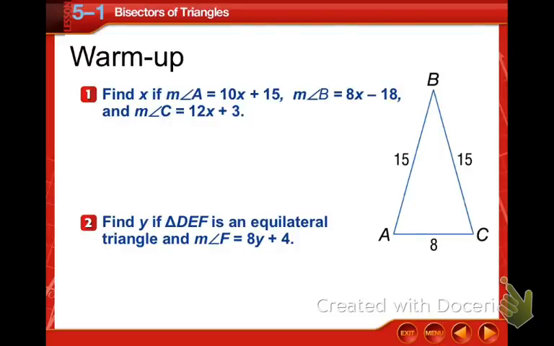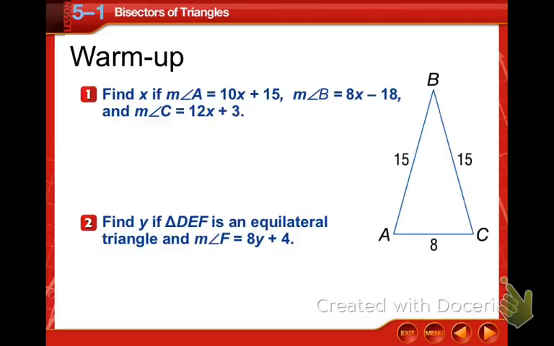Alright, so today we're going to look at bisectors of triangles and the lines or points of concurrency that are formed by bisectors of triangles, also made by medians and by altitudes. So some of our vocab words.